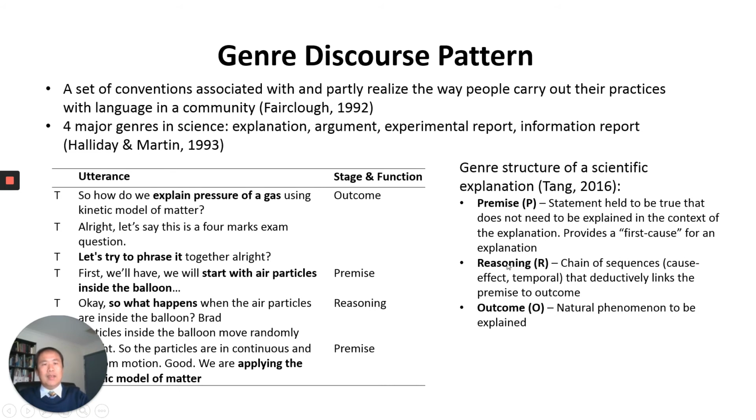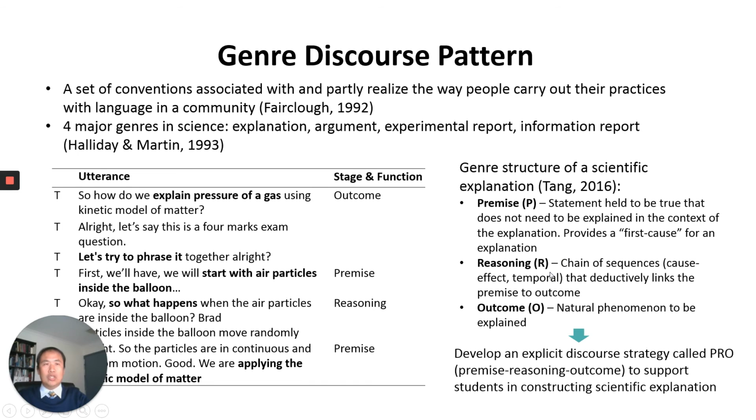So one of the things I've done in my study is to develop an explicit discourse strategy called PRO based on this genre pattern. Basically, in that study, the students learn the meta-language of premise, reasoning, and outcome, and they then apply this meta-language as they construct scientific explanations. So this is an example of an explicit discourse strategy.